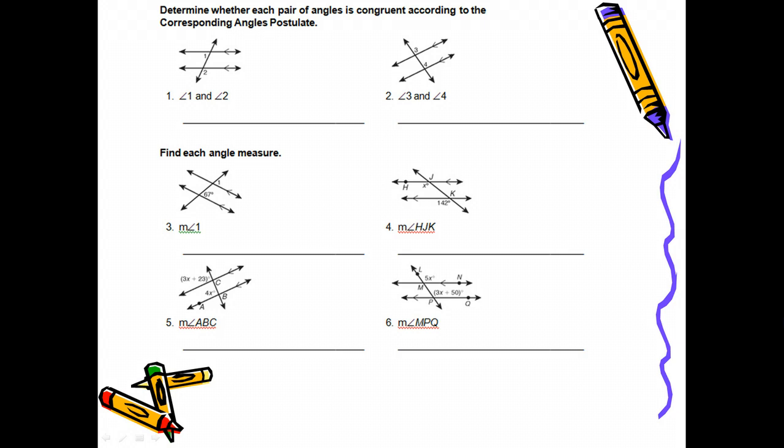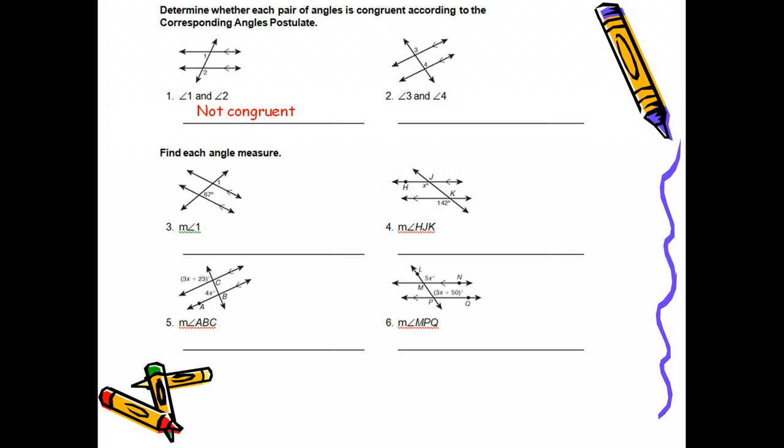The instructions ask us for number 1 and 2 to determine whether each pair of angles is congruent according to the corresponding angles postulate. So we're looking here at angles 1 and 2. Remember that corresponding means that it's in the same position. We have an angle outside the parallel lines on the right-hand side of the transversal, and the other one is inside the two lines and on the opposite side of the transversal. These do not correspond with each other, so this is not congruent.